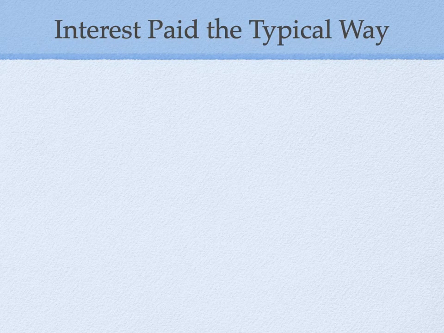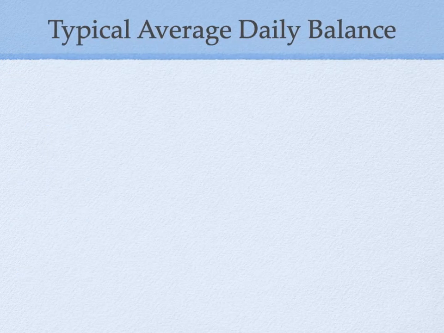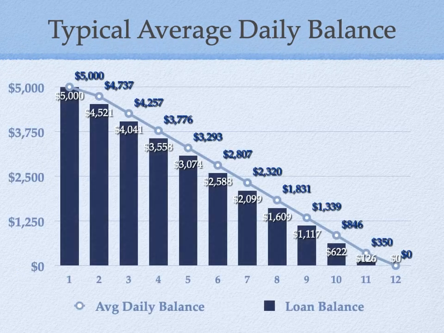So let's look at the way the interest is paid the usual way. Over the next 12 months, we'll pay off the line of credit in 12 months, and we will pay $127 in interest. Look at the light blue line. This represents the average daily balance. It's consistently higher than the balance of the loan.